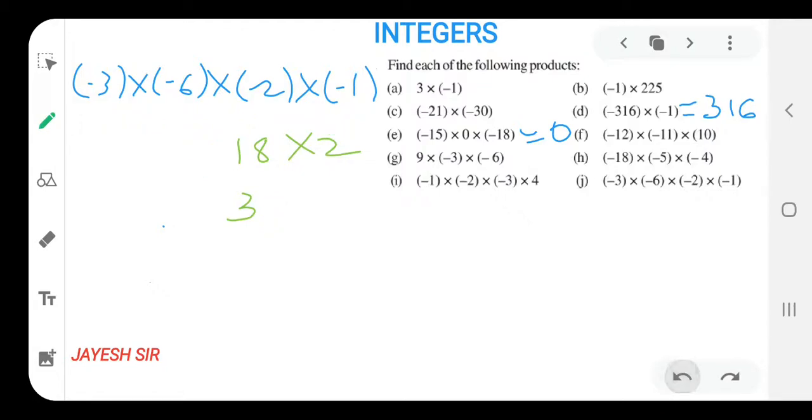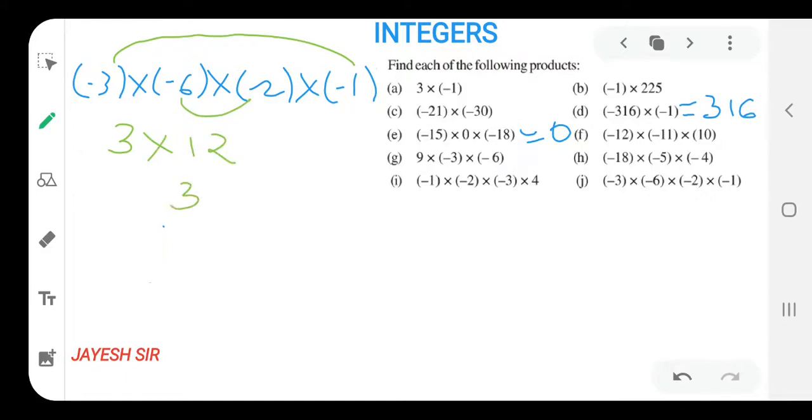What could be our different approach? Yes, friends. What else we can do? Minus 3 into minus 1, so our answer would be 3, and minus 6 into minus 2, that means 12. So 12 3s are 36. Then also our answer is 36 only.